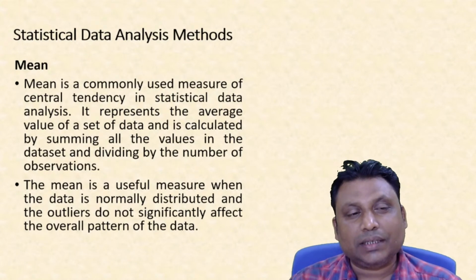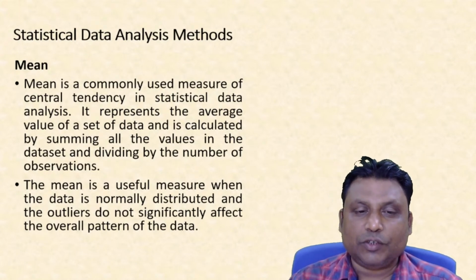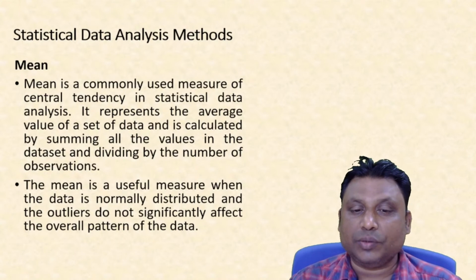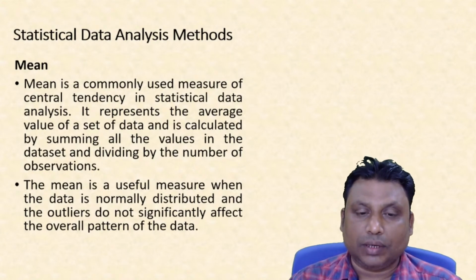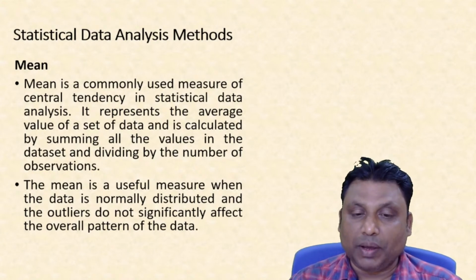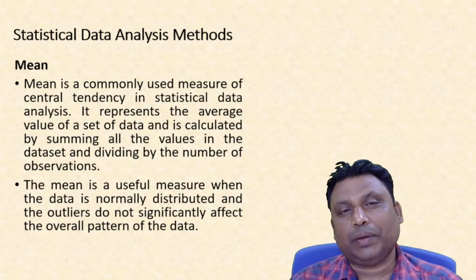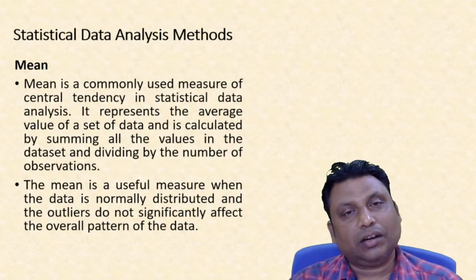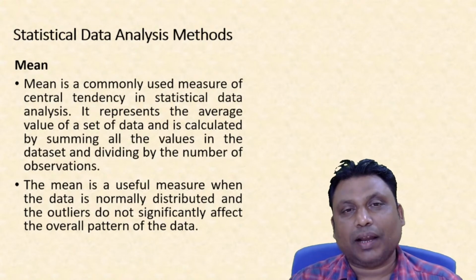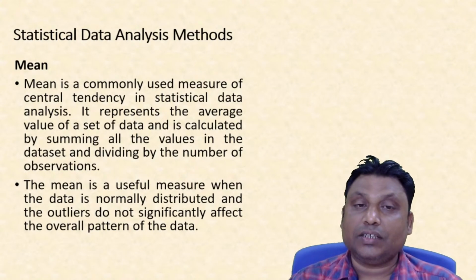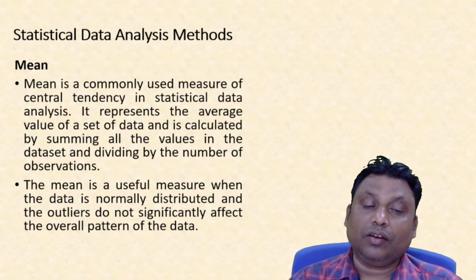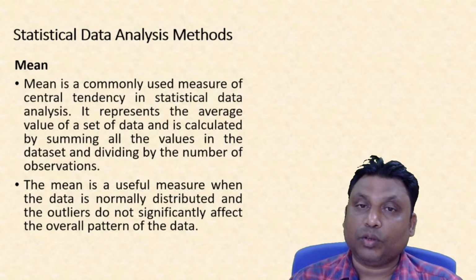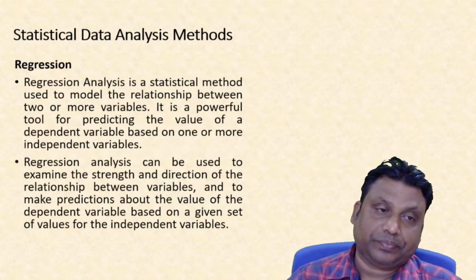So the mean, you can say, is the average value. The mean is a useful measure when the data is normally distributed and the outliers do not significantly affect the overall pattern of the data. So when data is normally distributed, at that time we can find out the mean. If data is scattered, we cannot find out the mean. If data is not normalized, then it is very difficult to find out the values. Only when your data is normally distributed can we find out the mean value. Otherwise, we cannot find out the mean values.